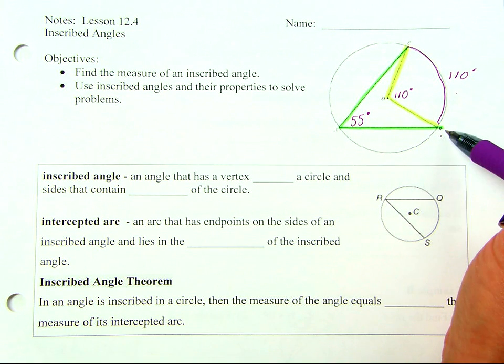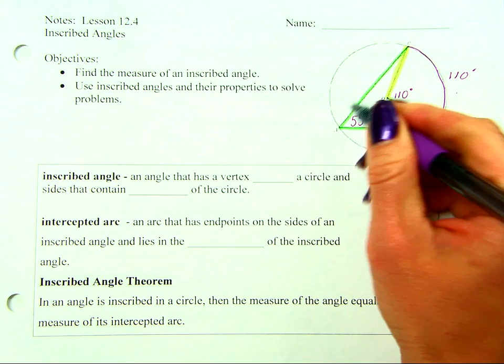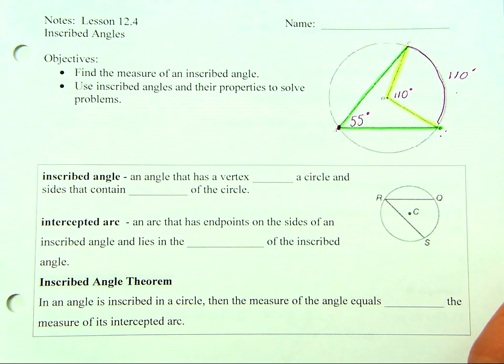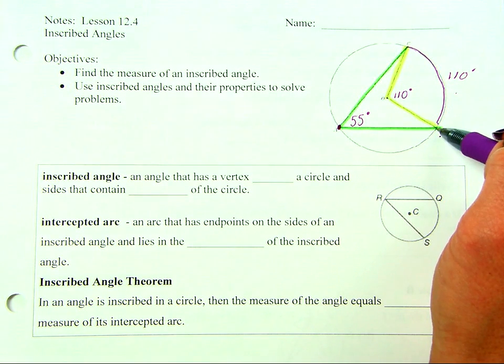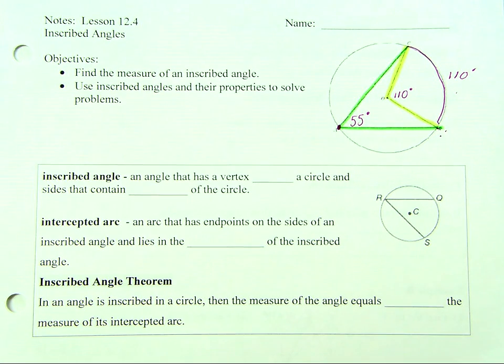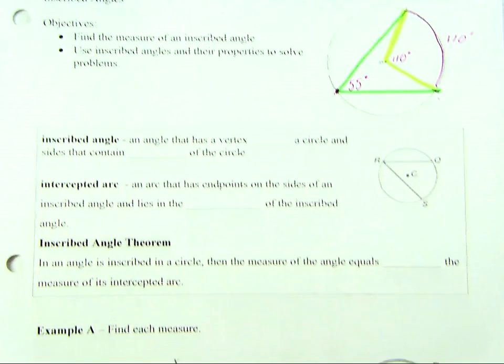This green angle is called an inscribed angle, where the vertex is actually on the circle. To me, it's fitted perfectly inside my circle. So, the green angle, the inscribed angle, is half of the intercepted arc. And lesson 12.4, that's what we're going to be discussing today.